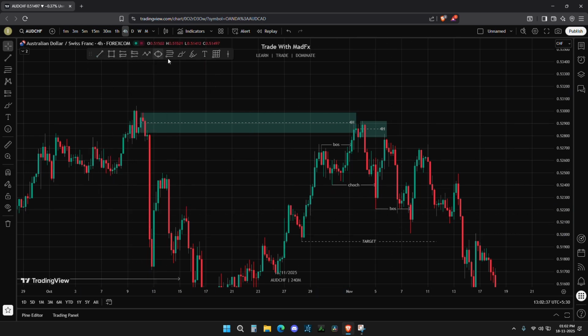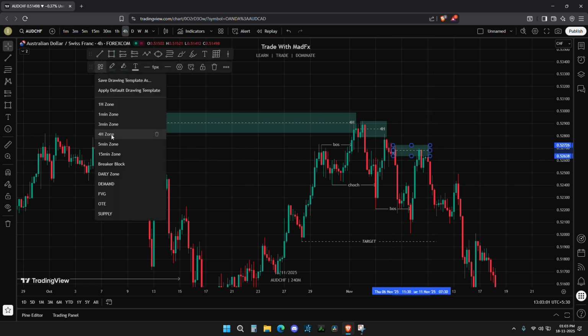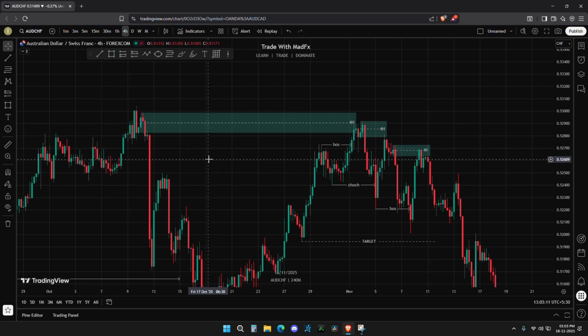Now what do we expect? Same thing as before. We expect the market to come back to an unmitigated supply zone and then continue its expansion to the downside. Let us mark the unmitigated zones on our 4-hour chart. Starting from the top, this is the supply zone from where the huge downward move started, and it is unmitigated. So, we will enter at this 4-hour zone.